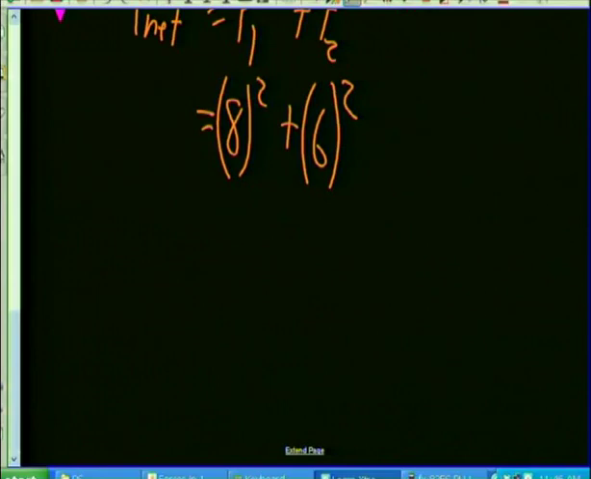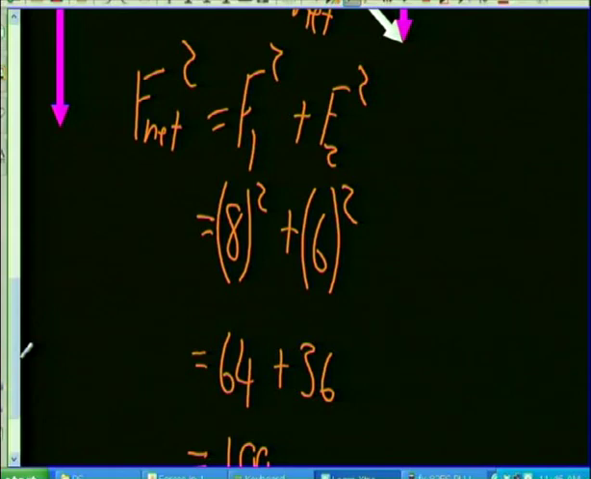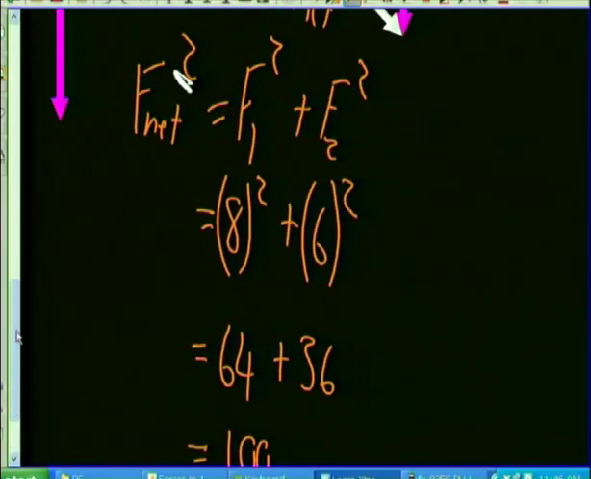You can use a calculator to do this. We're going to say 8 squared is 64, and 6 squared is 36. We add those two together, and we get an answer of 100. But notice something, that this is still squared. Now, I wish I had a rand for every time a student forgot to square. You know what? I've even done it. I've done it when I've been presenting as well. So make sure that when you see square, you don't forget that you've squared it. I don't want F net squared.